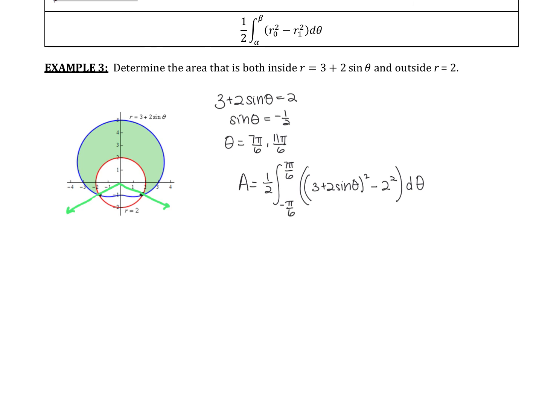And so what I'm going to do now is plug this into my calculator to get my area. And when I plug this into my calculator, I'm going to get 24.187. So 24.187 would be the area that is both inside r equals 3 plus 2 sine theta and outside r equals 2, or that shaded area. And that, my friends, is polar area.